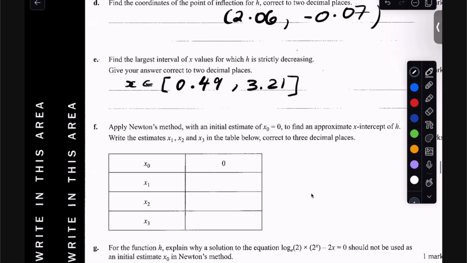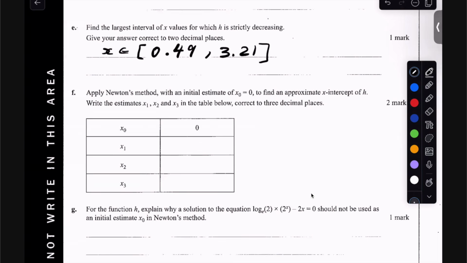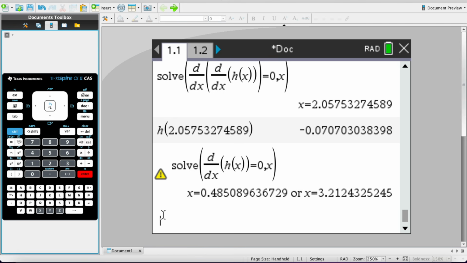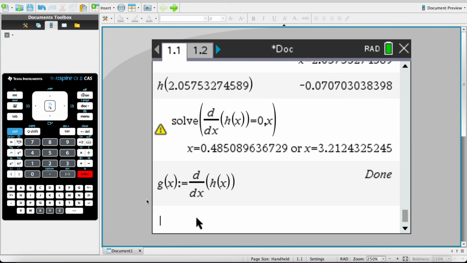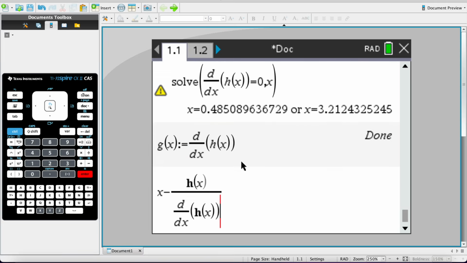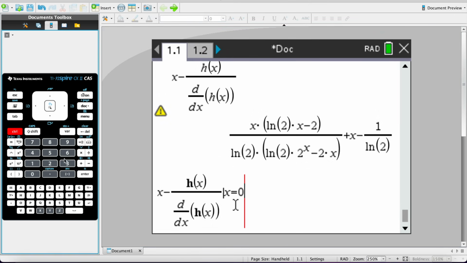Apply Newton's method with an initial estimate of x0 equals 0 to find an approximate x-intercept of h. Write the estimates correct to 2 decimal places. So this is pretty easy. All you need to do is define g of x as the derivative of h, which I've already conveniently written here. And then just write x minus h of x over this. And then just plug in 0, and just do control enter all the time.